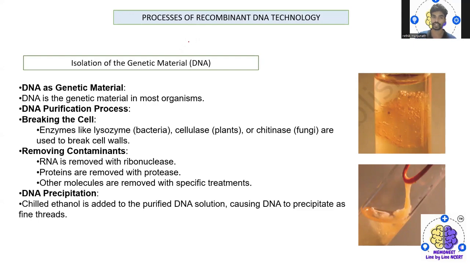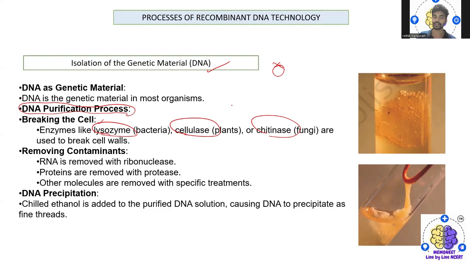Now the process of recombinant DNA technology. One is isolation of the genetic material. In most organisms, DNA is the genetic material, and we use a purification step. First we break the cell, using enzymes like lysozyme for bacteria, cellulase for plants, and chitinase for fungi, to break the cell wall.